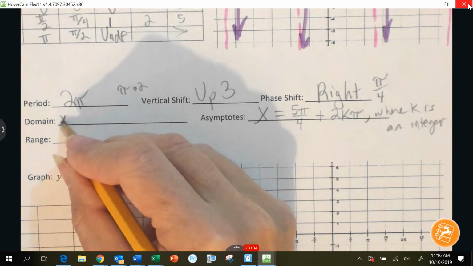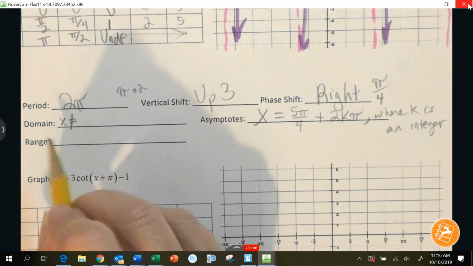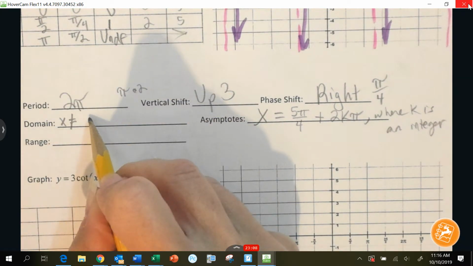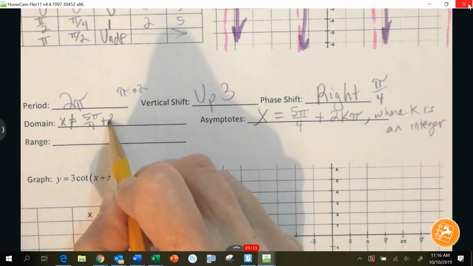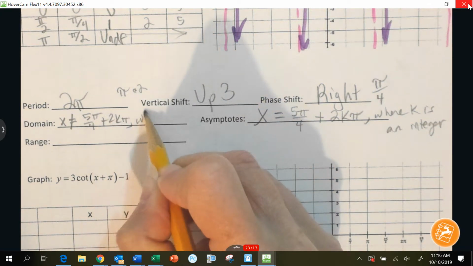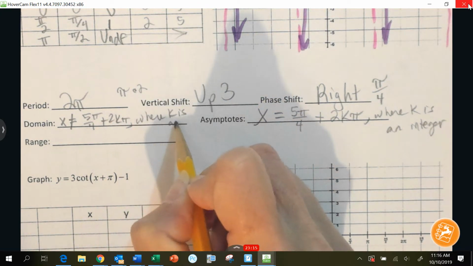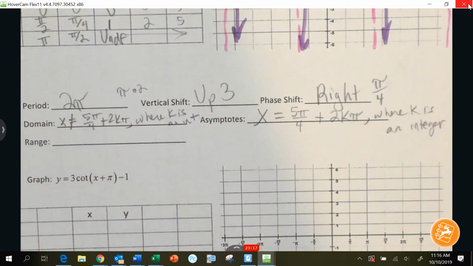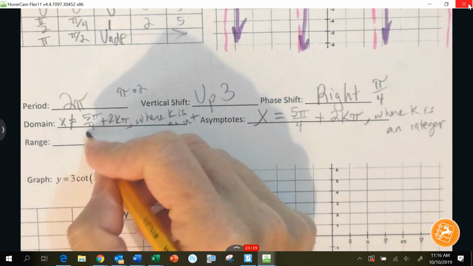So domains can be the same thing as the asymptotes only not equal to. So 5 pi over 4 plus 2k pi, where k is an integer. And the range is negative infinity to positive infinity.